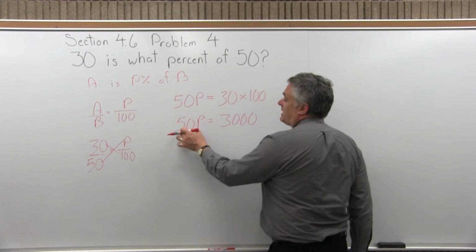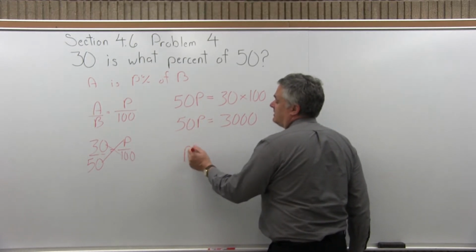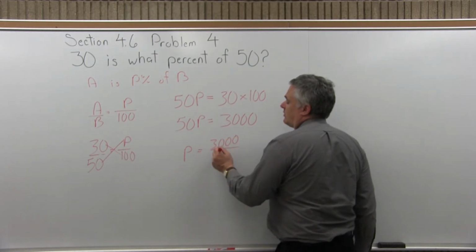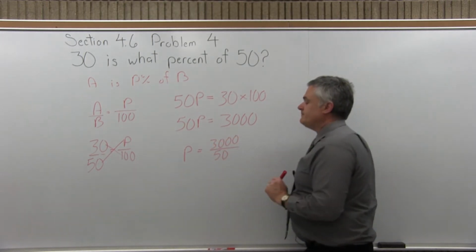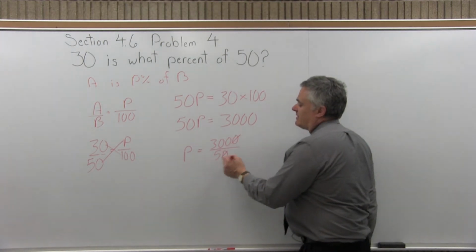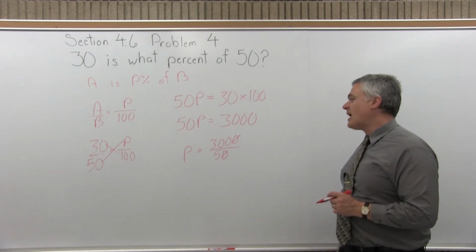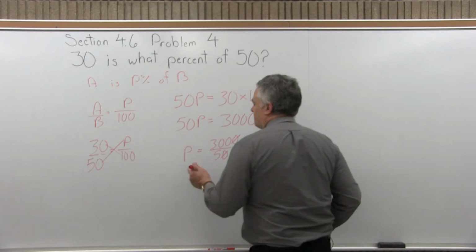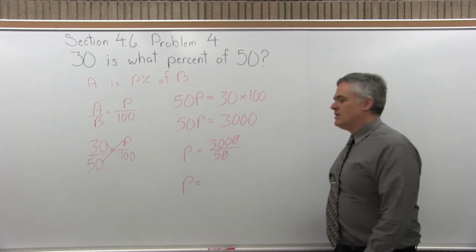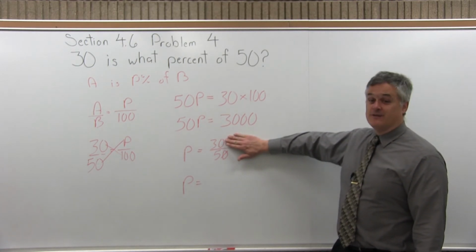Now, solve for P. I want P equals, not 50P equals, so we'll divide away the 50. So I'll have P equals 3,000 over 50. Now, since they both end in a 0, we can essentially divide 10 into both the numerator and denominator evenly. So I have 300 over 5. Now, again, you can divide that out the long way. 300 over 5, I don't know, that's a big number. But I know 30 over 5 is 6.